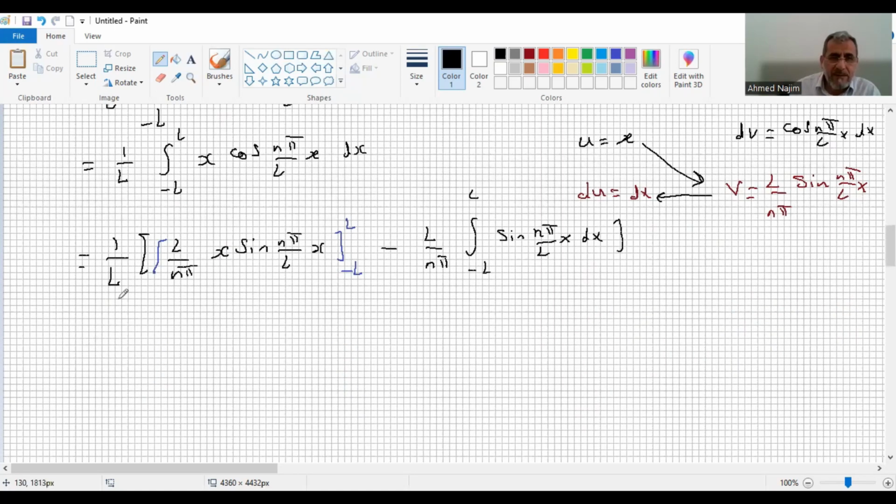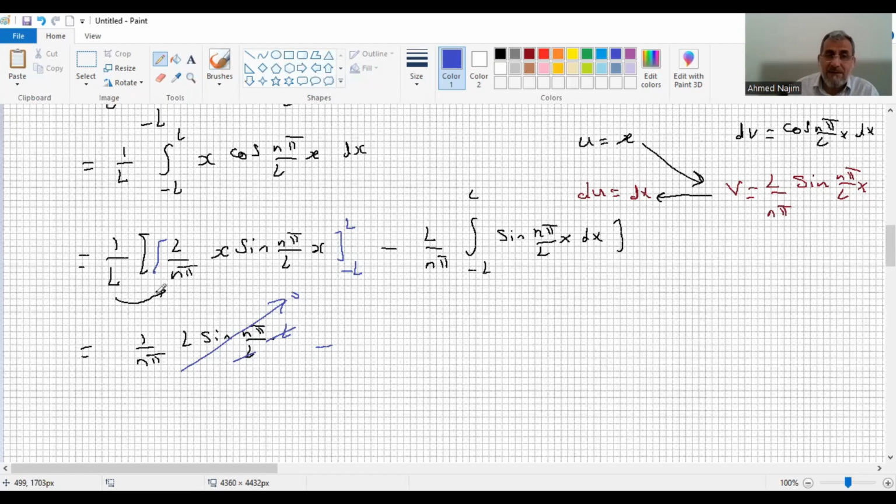Now this equals, multiplying by this one, L with L is out, so we have 1 over nπ. Replace x by L first, so here it will be L sine(nπ/L times L). L with L will be cancelled, sine nπ is equal to 0 for any n, so this is 0. Minus, replace negative L.